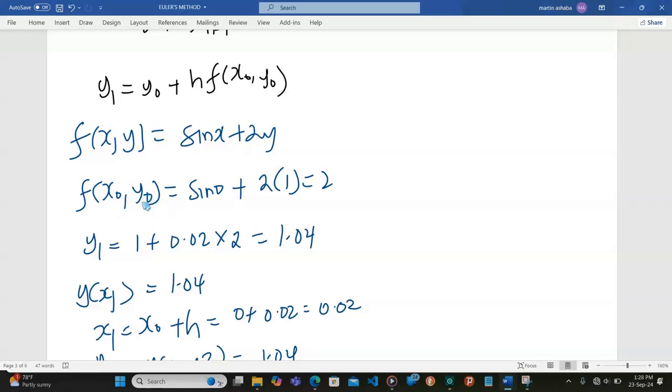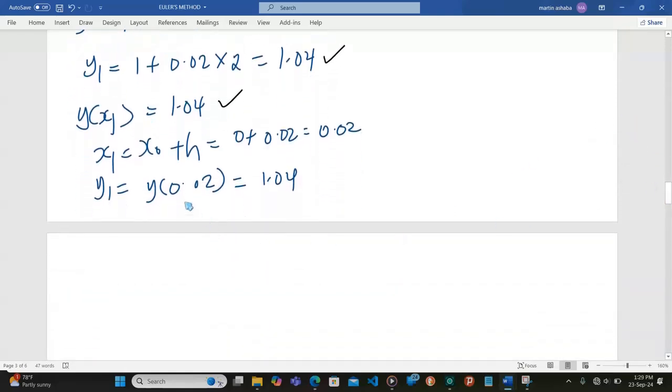So here, when we substitute the values for x naught and y naught in the function f of x, y, we shall have sin of 0 plus 2 times 1, and that is going to give us 2. Therefore, y1, which is going to be y naught, which is 1, plus h, which is 0.02, times 2, which is the f of x naught, y naught that we have obtained here. And therefore, y of x1 is going to be 1.04. What next?